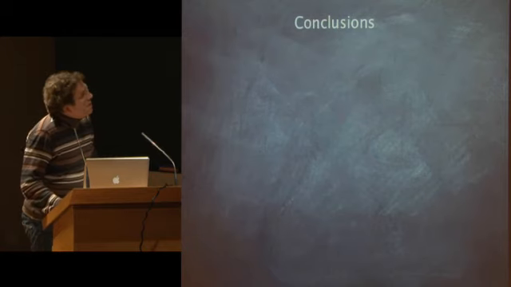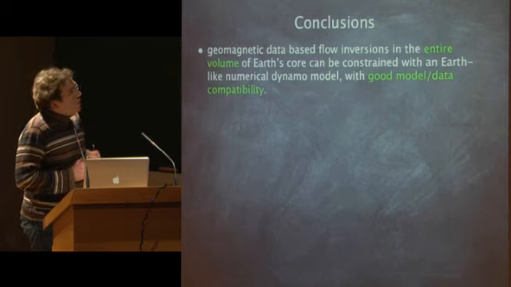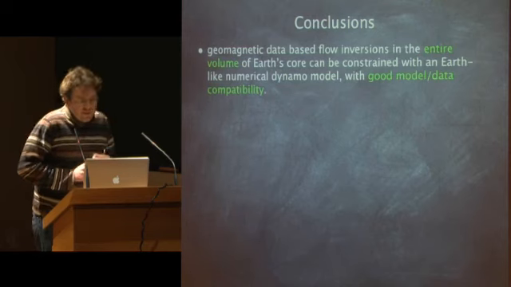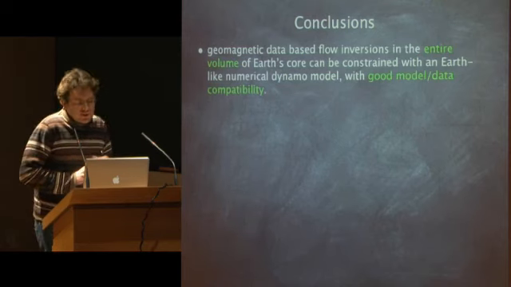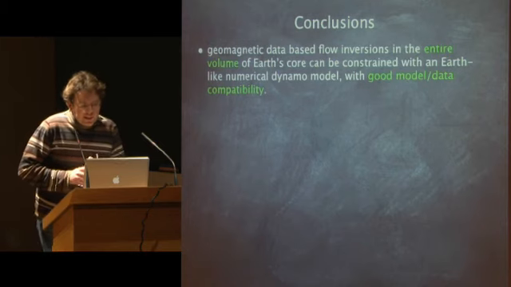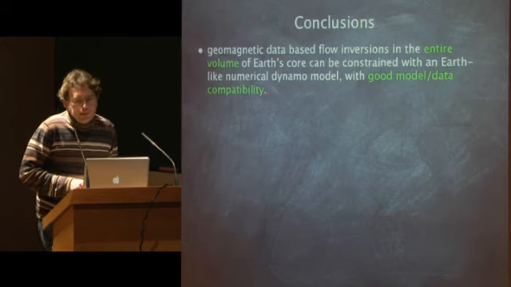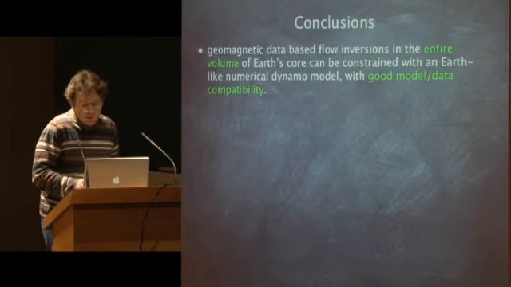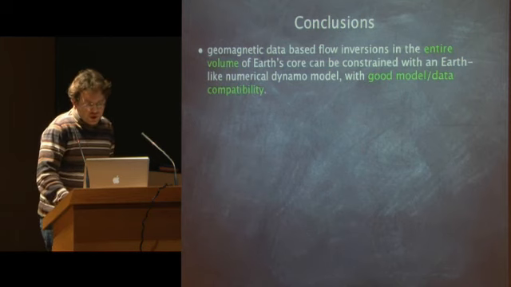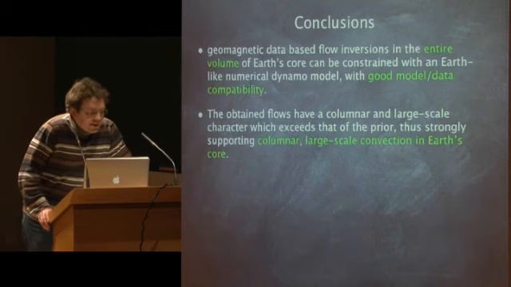So the conclusions for this study. We have used geomagnetic data-based flow inversions in the entire volume of Earth's core, and we have used as a prior an Earth-like numerical dynamo model, and we have observed quite a good model-to-data compatibility as witnessed by the residuals that I have shown. The obtained flows have a columnar and large-scale character, which exceeds that of the prior.